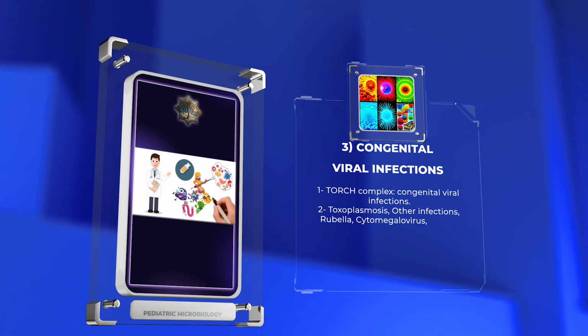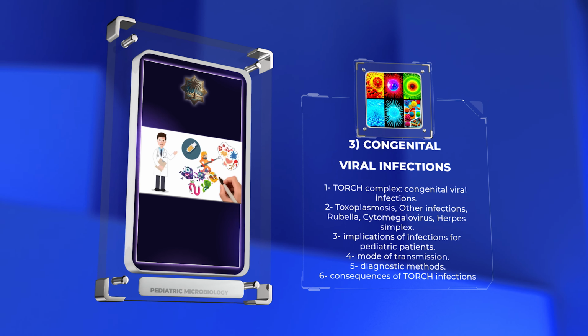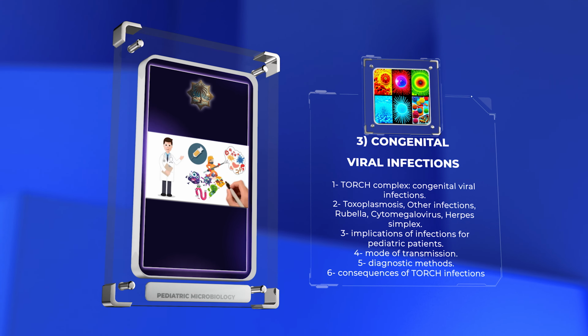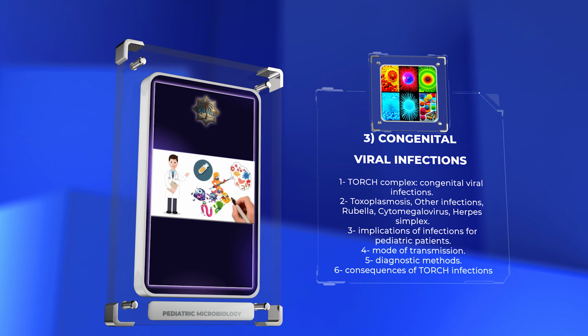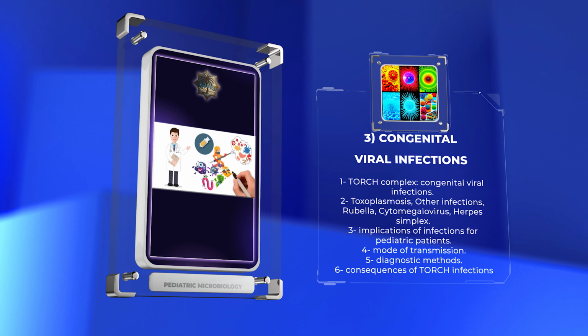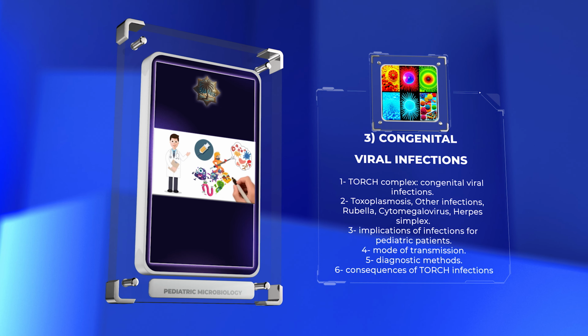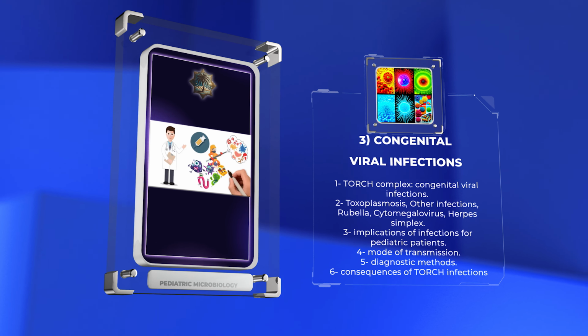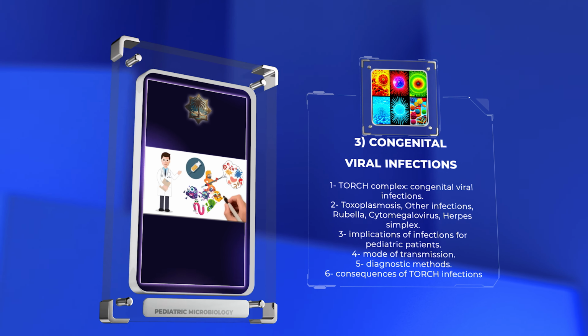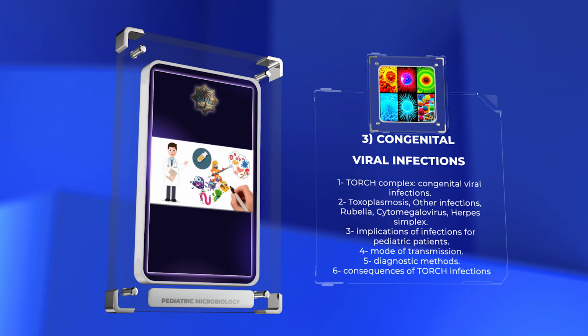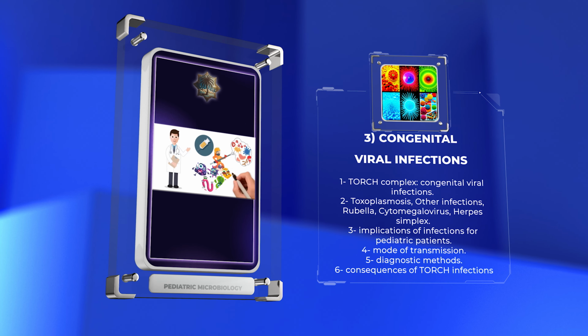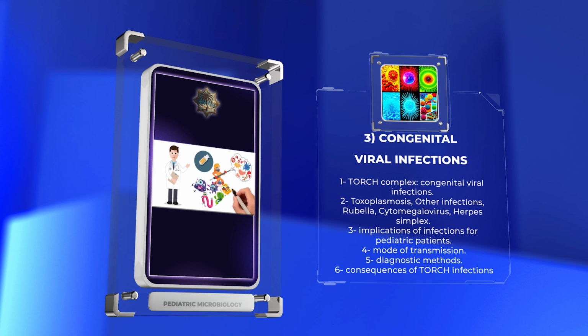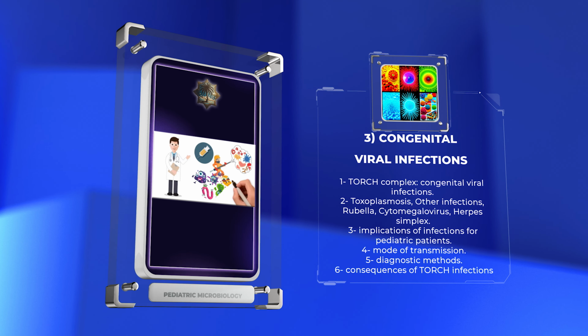The TORCH complex encompasses several congenital viral infections, including toxoplasmosis, other infections, syphilis, varicella zoster, parvovirus B19, rubella, cytomegalovirus, and herpes simplex. We will examine the implications of these infections for pediatric patients, discuss their mode of transmission, and explore the diagnostic methods employed. Additionally, we will address the potential consequences of TORCH infections on newborns, including neurodevelopmental issues and long-term disabilities.